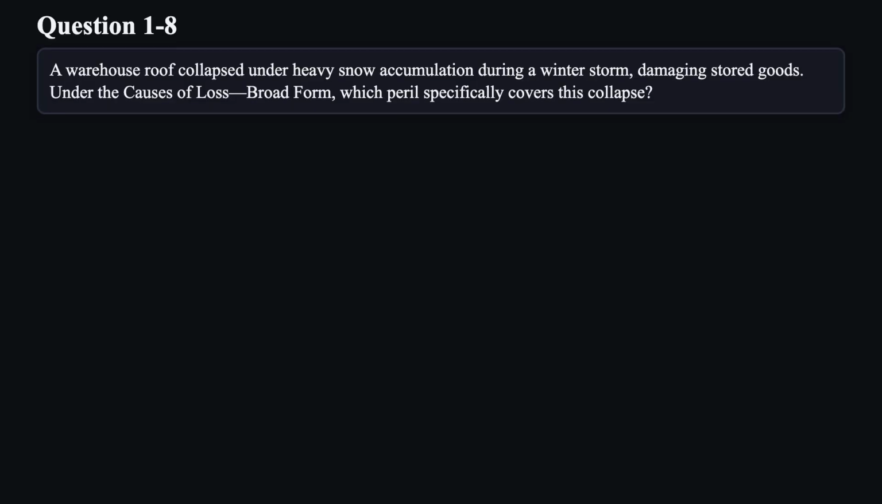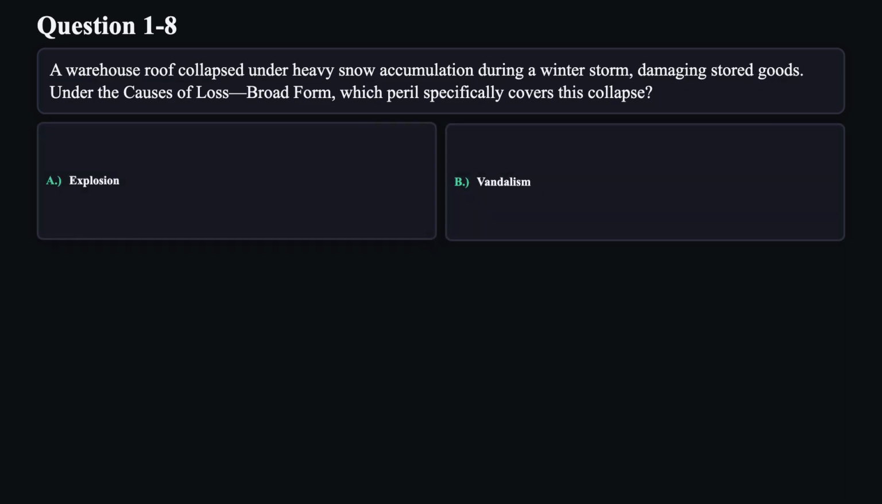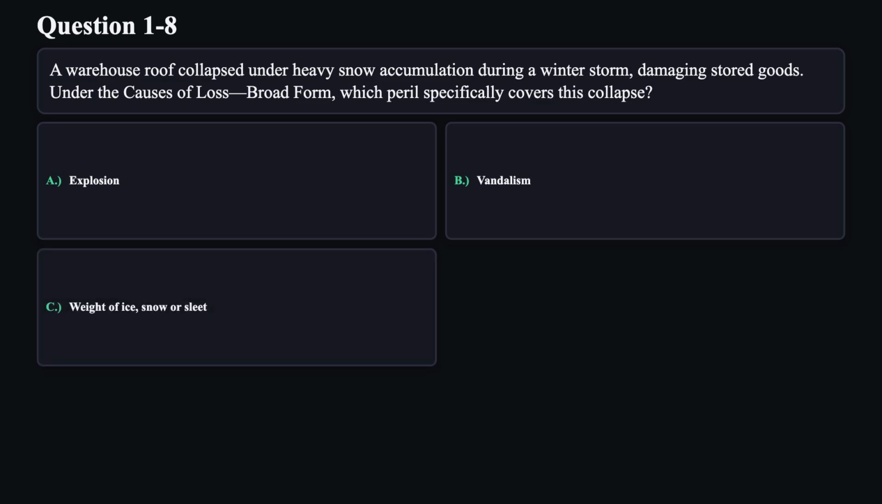Question 8. A warehouse roof collapsed under heavy snow accumulation during a winter storm, damaging stored goods. Under the causes of loss broad form, which peril specifically covers this collapse? A. Explosion. B. Vandalism. C. Weight of ice, snow, or sleet. D. Volcanic action.